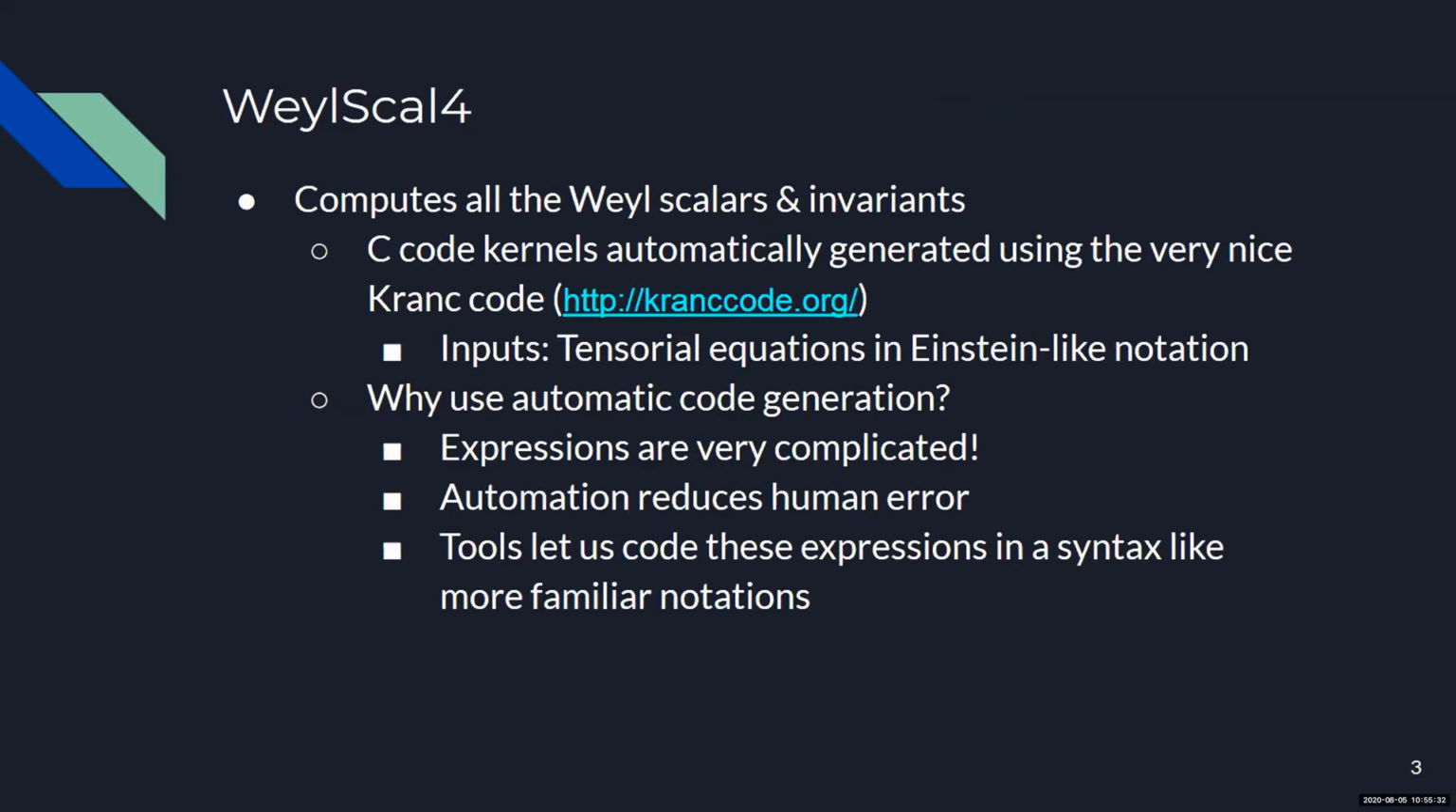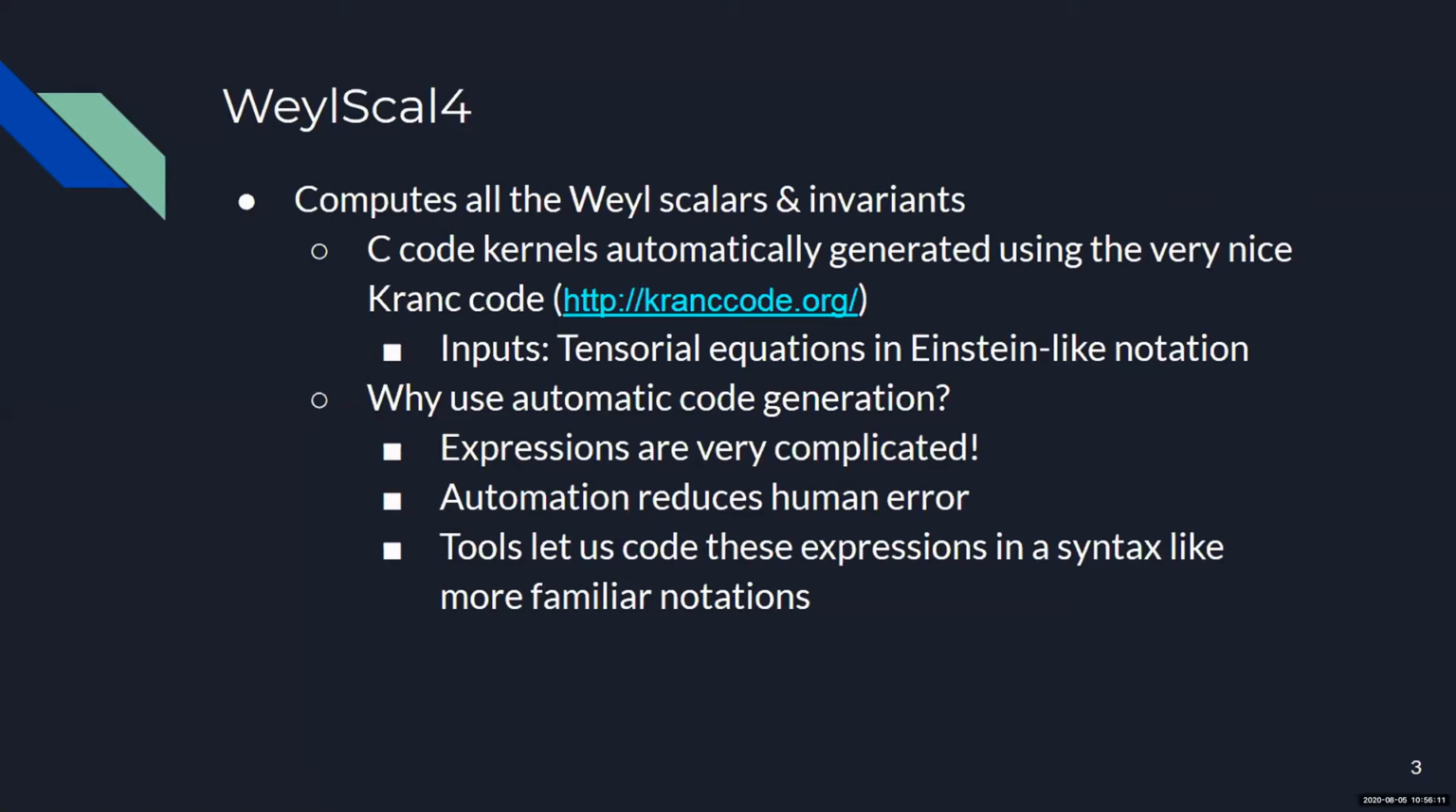So VialScale 4 computes all 5 VialScalars as well as some invariants that are computed from those scalars. It does this using the Crank code, which is a Mathematica-based code that takes as inputs the tensorial equations in an Einstein-like notation, which is similar to how we actually write those expressions, as I had in a little equation on the last slide.